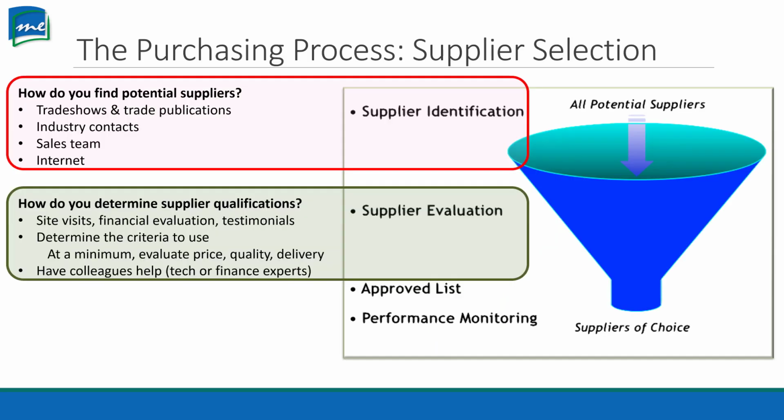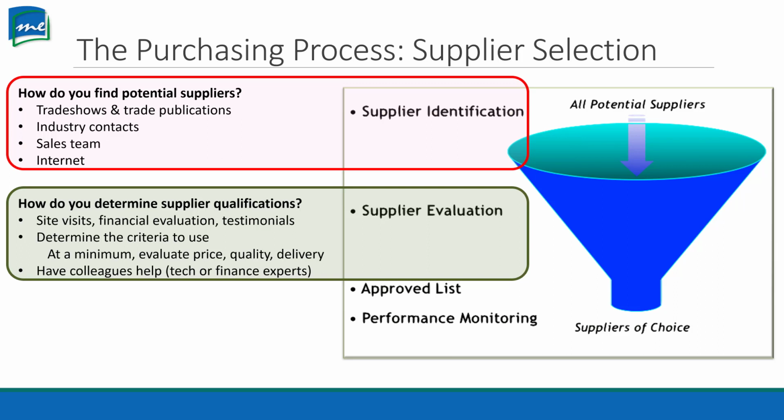But how do you find your potential suppliers? Well, you can look at trade shows or trade publications. You can reach out to other industry contacts. Maybe your sales team knows, or just do a simple Google search. You might want to look on websites such as Alibaba or similar kind of websites to find manufacturers.